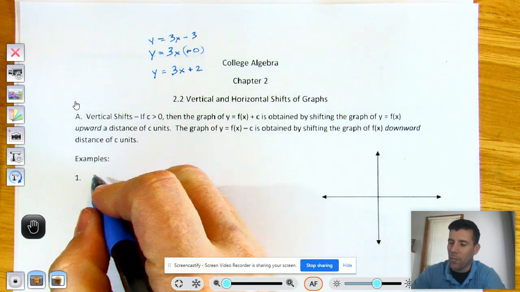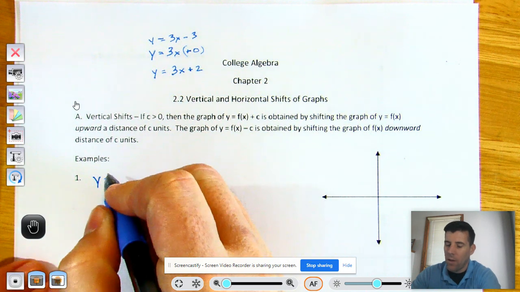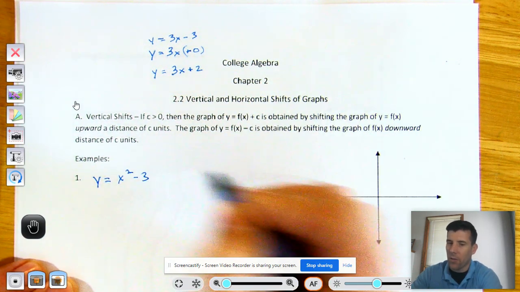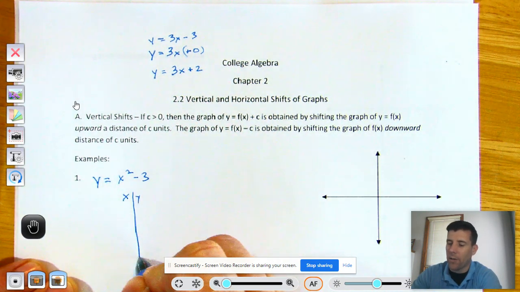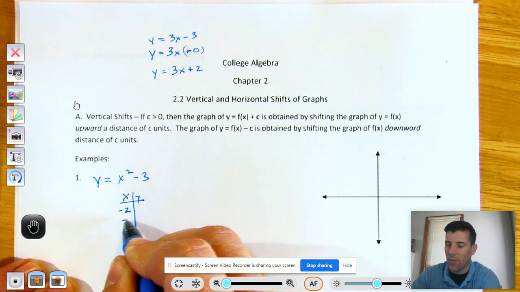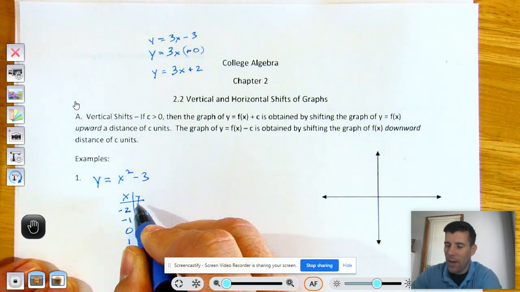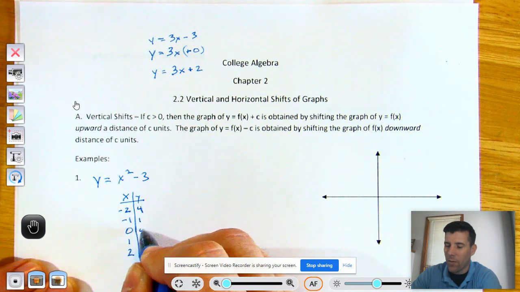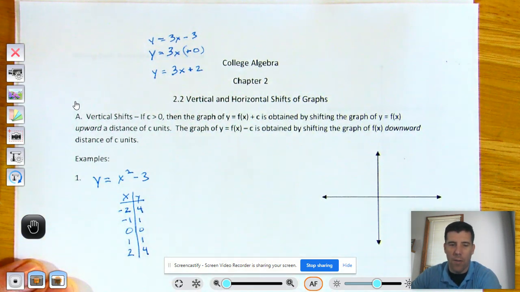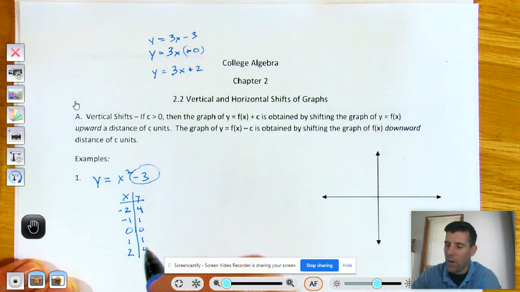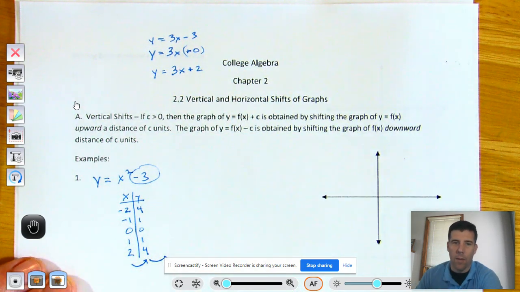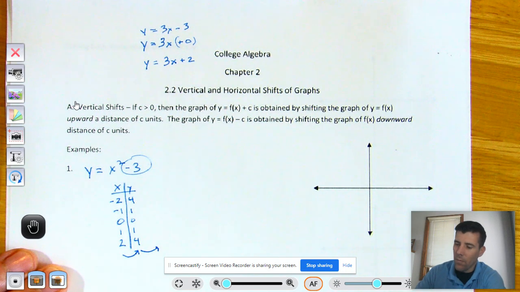Let's look at, for example, y equals x squared minus 3. All right, so if we're going to graph that with a parent chart, we're going to think about what x squared looks like. So it's -2, -1, 0, 1, and 2. And then when we square each of those, we get 4, 1, 0, 1, and 4. So that'd be the graph of x squared, but we want to subtract 3 after it's been squared. So this first step is x squared. Now, after that, we need to subtract 3.